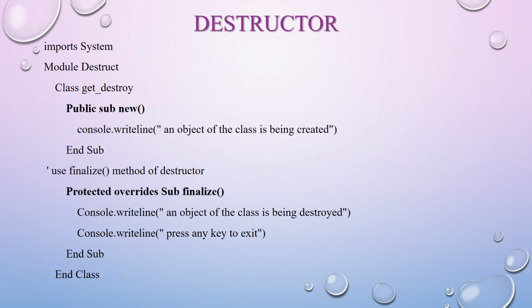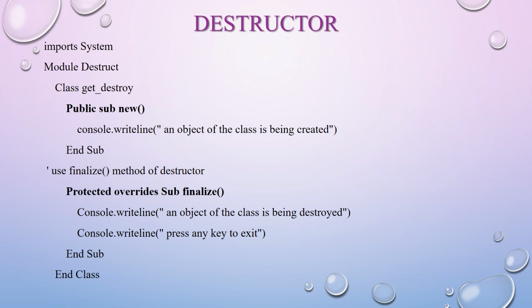Now we can see an example destructor program. We define a class named getDestroy. This class has a constructor and a destructor. Public Sub New. This is the constructor. It runs automatically when we create an object of the class. Here it simply prints the message, an object of the class is being created.